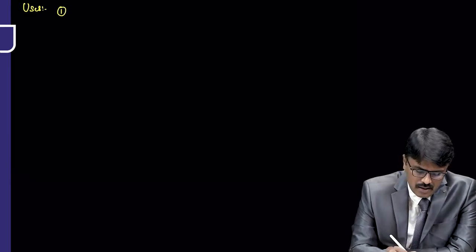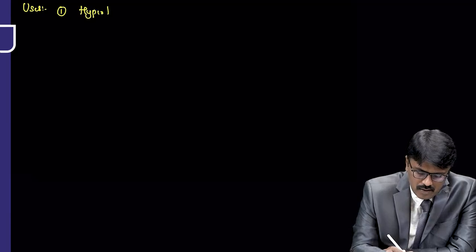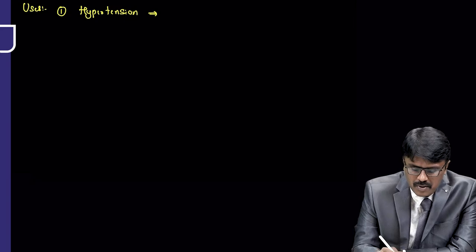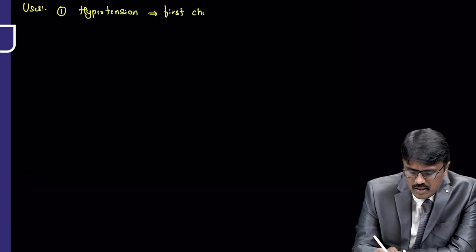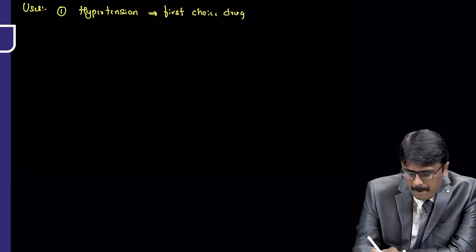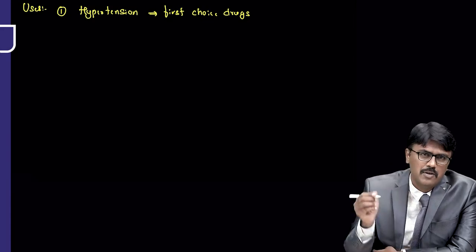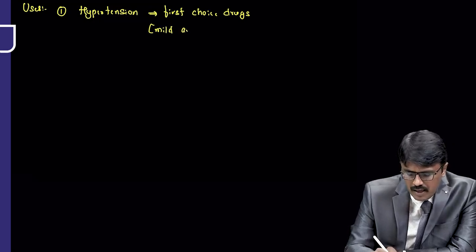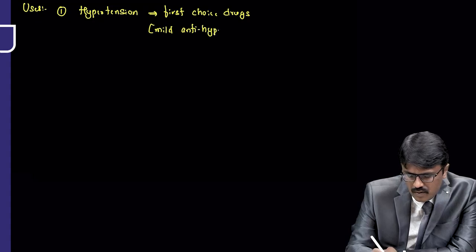Now, writing the use of this, number one, these thiazide diuretics are used in hypertension and they are shown to be efficacious. For hypertension, without any comorbidity, these are the first choice drugs. But will they decrease BP so much? Remember, they are not such a great antihypertensive. They are only mild antihypertensives. They can decrease the BP around 5 to 10 millimeters of mercury, not greater than that.